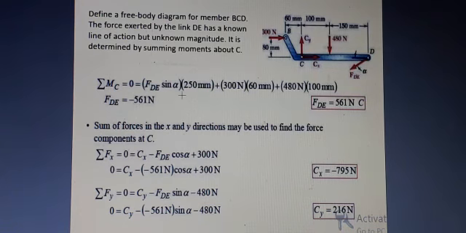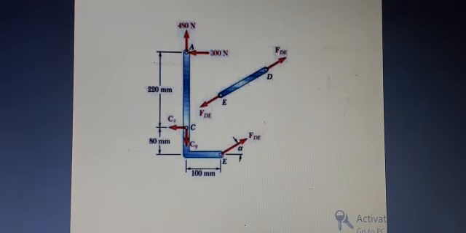So FDE sin alpha into 250 plus 300 into 60 plus 480 into 100 is equal to 0. From this equation you get the force in link DE, which is equal to minus 561 Newton. We considered the force in link DE as tension, but we get the answer with a negative sign, meaning the nature is exactly opposite, that is compression, like this.